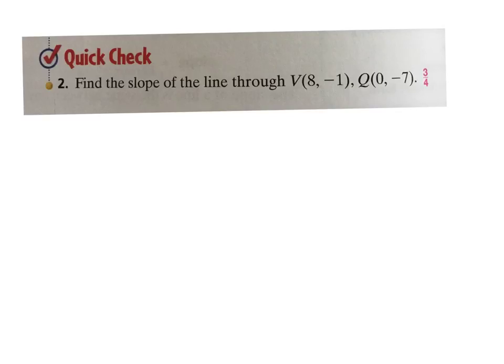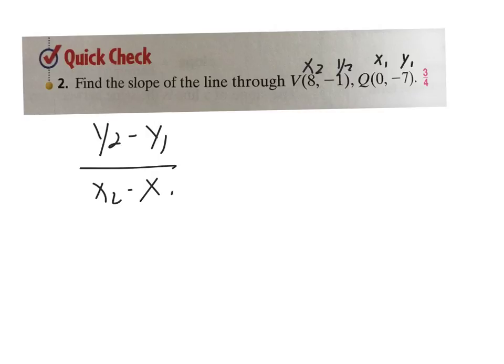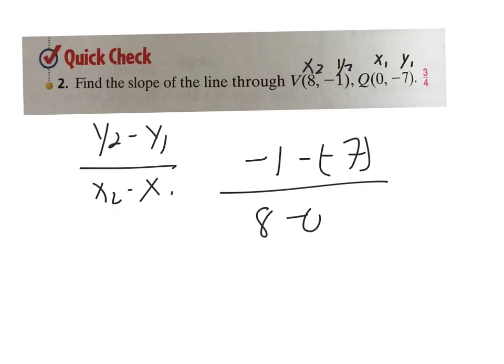So again, finding the slope here, reminder of that formula, y2 minus y1 over x2 minus x1. And again, I'm going to call this here x2. That makes this y2, x1, y1. Okay? So on the top, my y's, we're going to have -1 minus -7. In the bottom, we're going to have 8 minus 0.